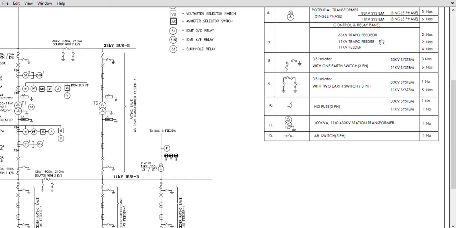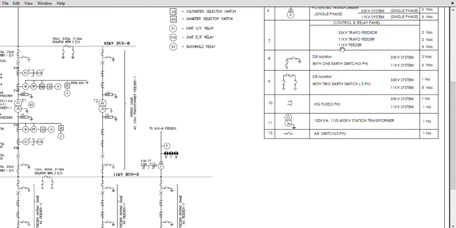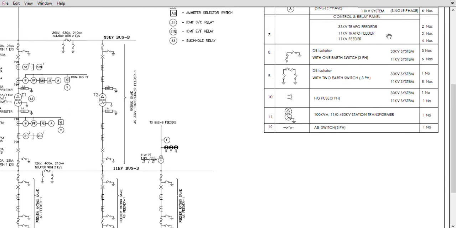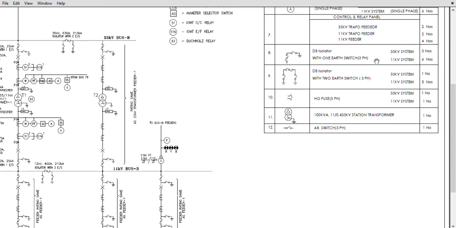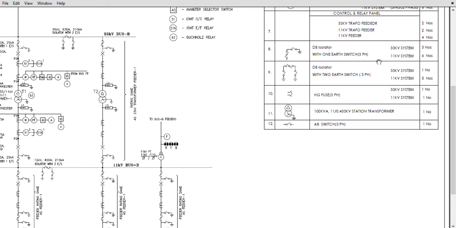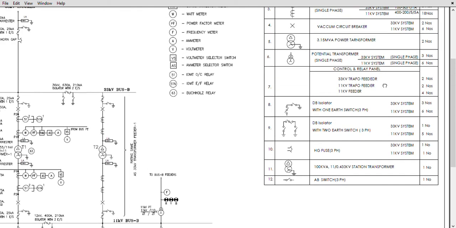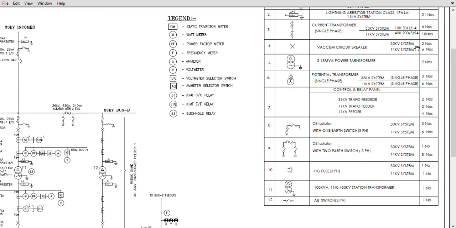So here, control and relay panels, friends, we don't show control and relay panels here, but otherwise this will be the equipment which is going to be placed in the control room. So we have 33 kV transformer panels 2 we need, 11 kV transformer panels 2 because we have 2 transformers, and 11 kV feeder panels we have 4. So this in general will be equivalent to the number of circuit breakers.